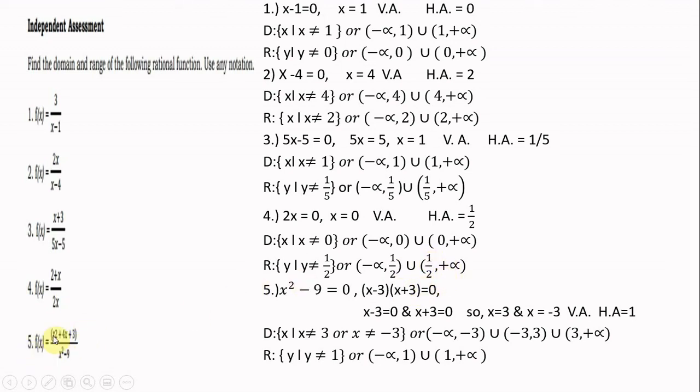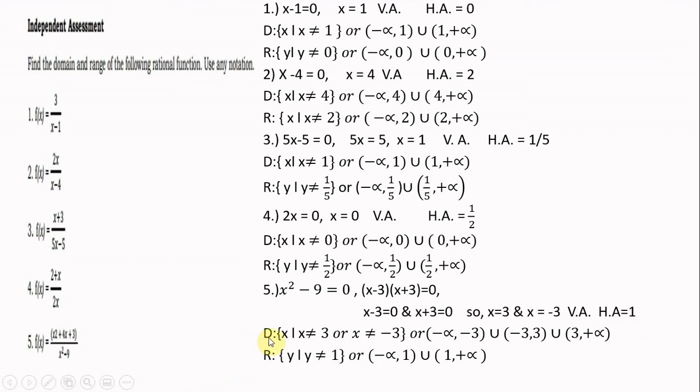Okay, so number 5, f of x equals x squared plus 4x plus 3 over x squared minus 9. Now, we have the same degree still. Okay, x squared minus 9, the denominator equated to 0, since this is a difference of squares. The factors are x minus 3 times x plus 3 equals 0. Equate x minus 3 to 0 and equate x plus 3 into 0. So x equals 3 and x equals negative 3. These are our vertical asymptotes. And our horizontal asymptote is the numerical coefficient of x squared, which is 1. So 1 divided by 1 is 1.